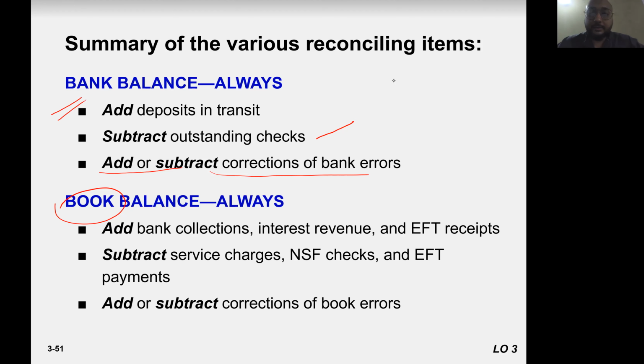So we subtract all those which we authorize our bank to deduct on our behalf, for example, the EFT payments. And then, of course, there are going to be non-sufficient fund checks from our customers. The customer paid us, but we deposited it to the bank, and the bank said the customer's account is not enough to satisfy this check. So we subtract it from our cash balance.